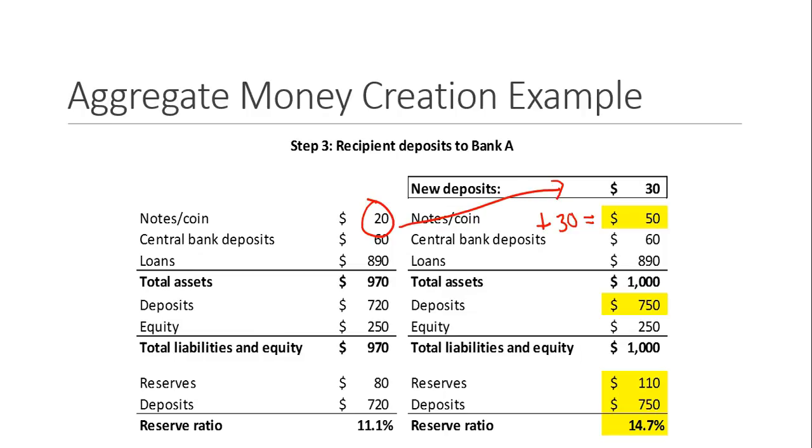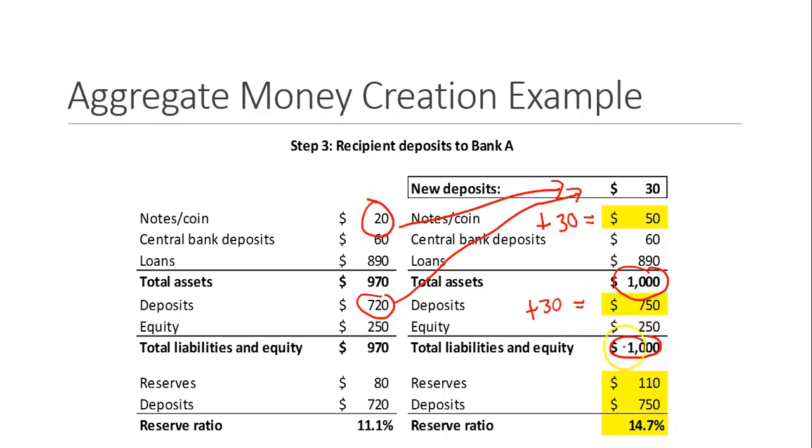When we go to deposits, deposits was $720. With this additional deposit of 30, we add 30 to deposits to get to a new amount of $750. And notice total assets has increased to $1,000. Total liabilities and equity also has increased to $1,000.